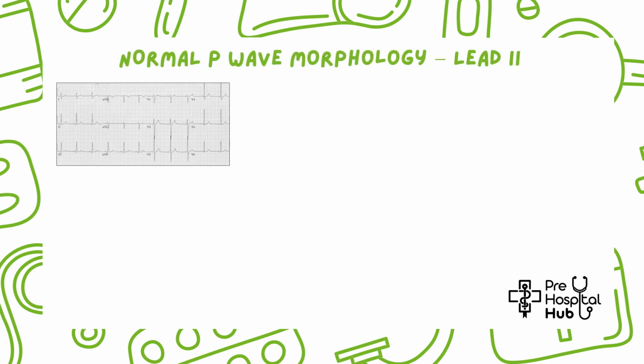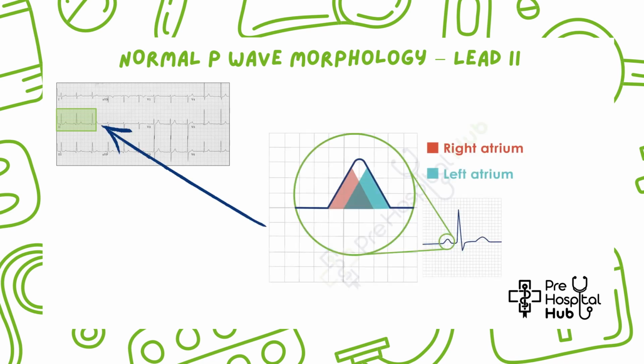So, normal P wave morphology. When we're looking at lead 2, the right atrium is depolarized, followed by the left atrium, as we already know. The combined duration is less than 120 milliseconds, and the amplitude should be less than 2.5 millimeters in height. The morphology is described as monophasic, which means it has a single phase, so it's either positive or negative deflection, but not both. And it should have a smooth contour.